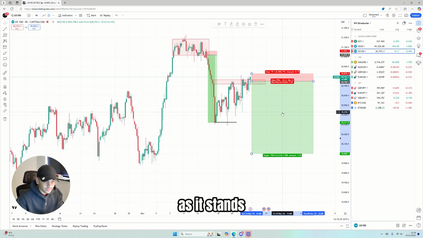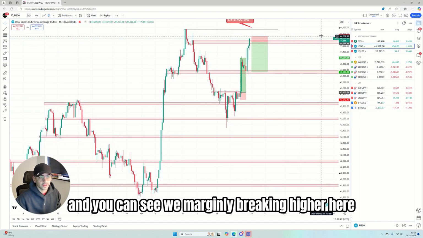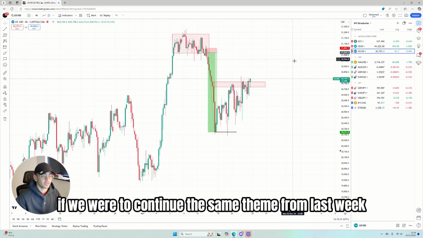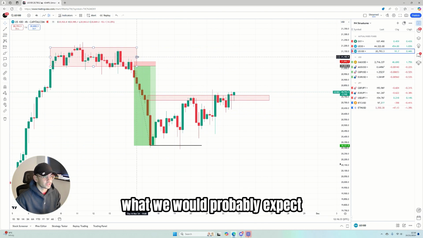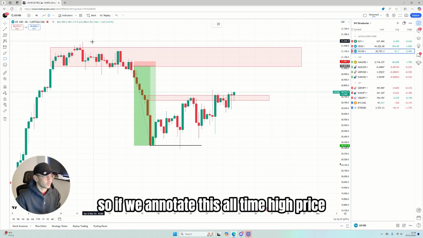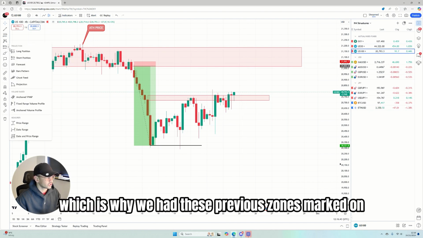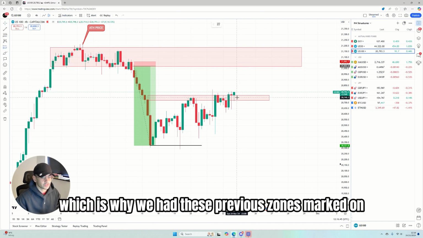As it stands, you can see we're marginally breaking higher here. So if we were to continue the same theme from last week, what we would probably expect is this consolidation area and this all-time high price. So if we annotate this all-time high price, we could certainly look to target this region, which is why we had these previous zones marked on.